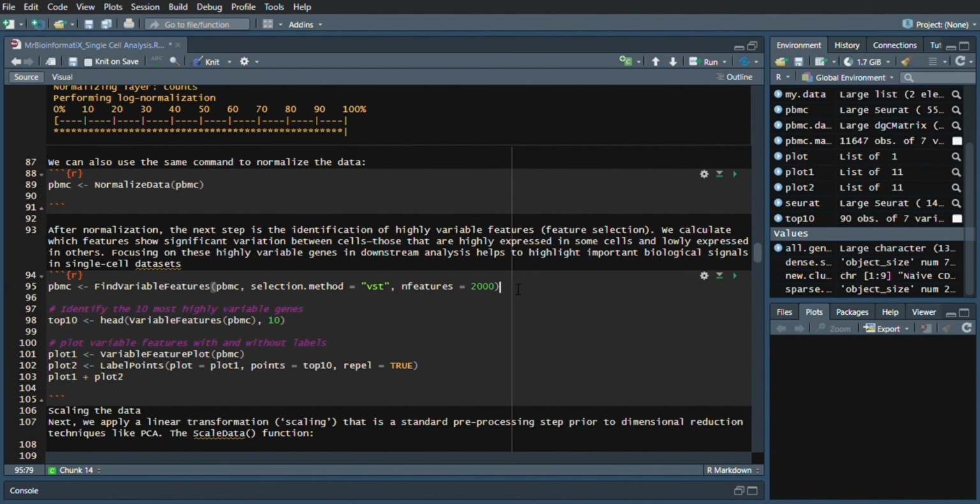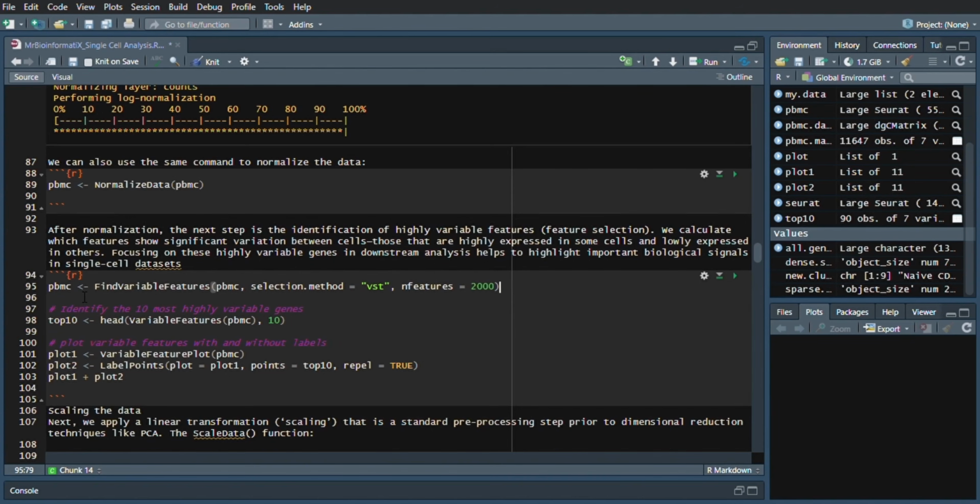After normalization, the next step is identification of highly variable features. We calculate which features show significant variation between cells, that are highly expressed in some cells and low expressed in others. So we make the PBMC variable and we write the FindVariableFeatures function. Inside we put our data and then selection method VST, and we put number of features 2000.